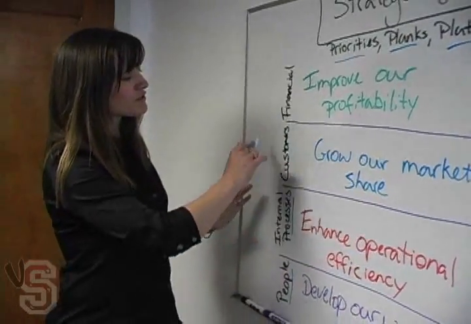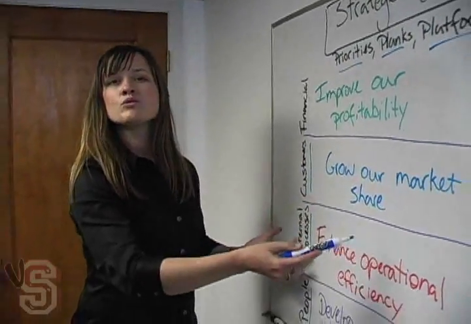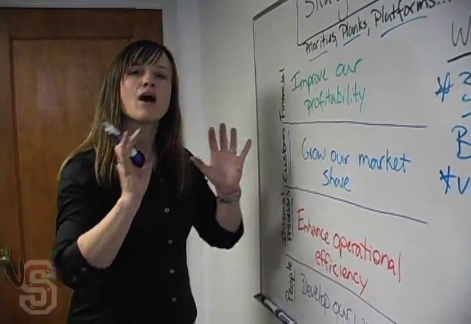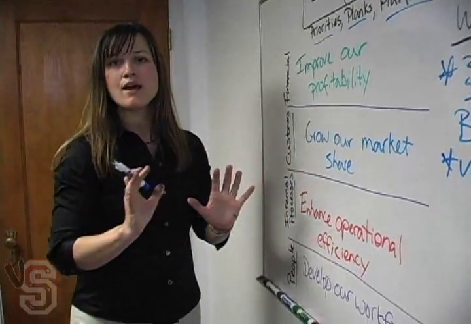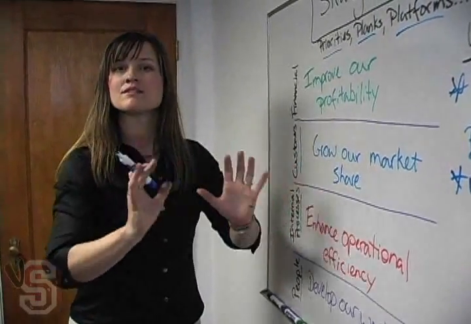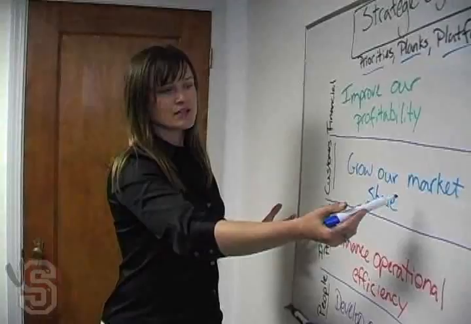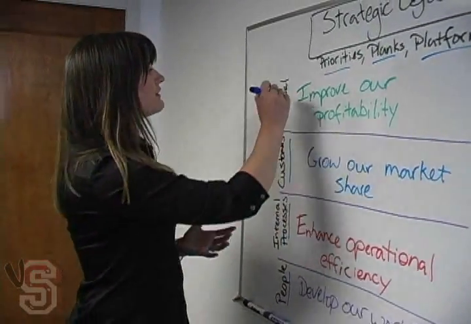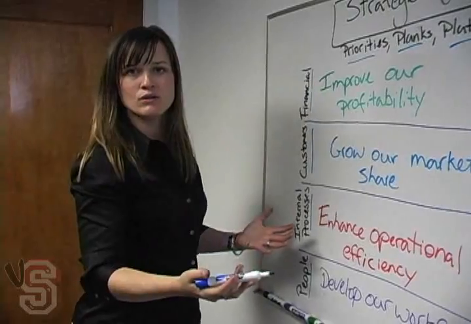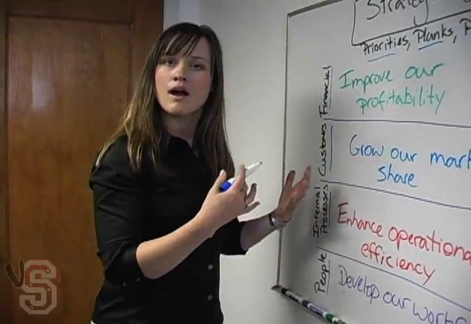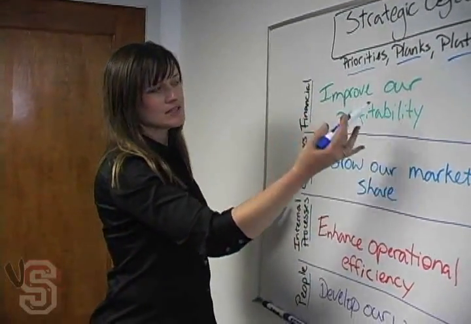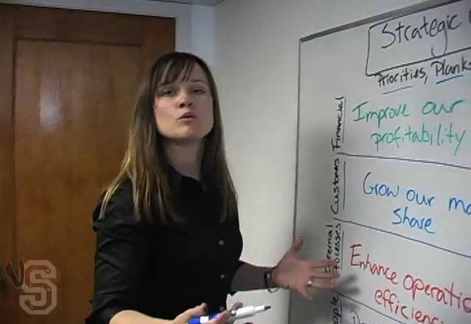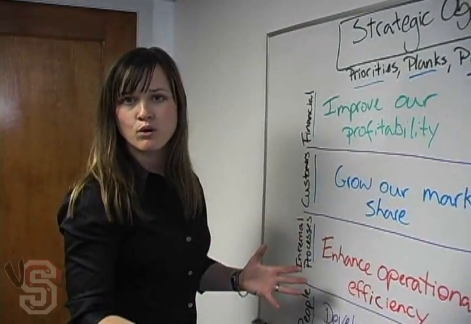The next perspective is looking at our customers. What are we trying to do as it relates to looking at growth normally and serving our markets and developing value? A pretty standard strategic objective in this area is growing our market share. And lastly, we always have a financial strategic objective or perspective to look at. In this case, I just said improve our profitability. You may be working on revenue growth, whatever is important to you.